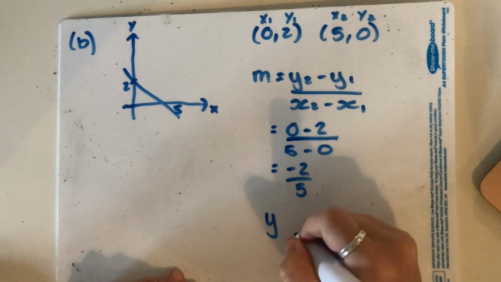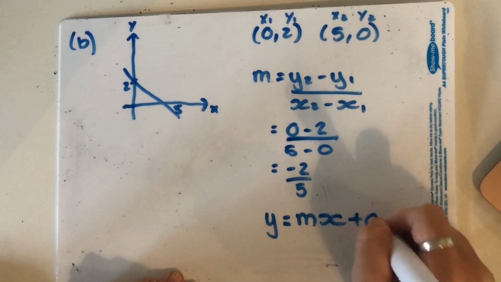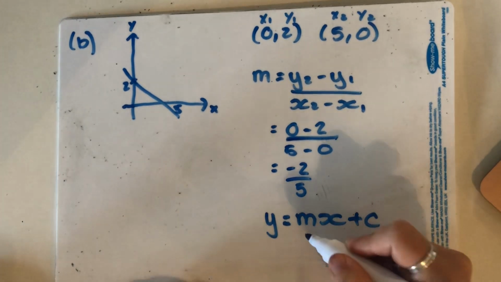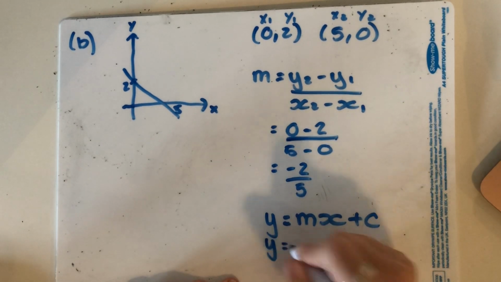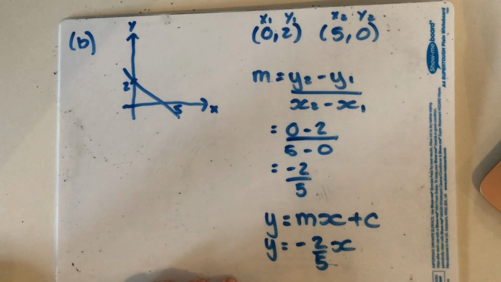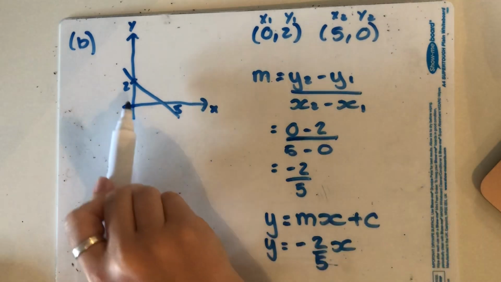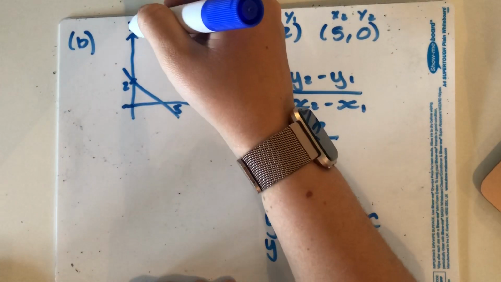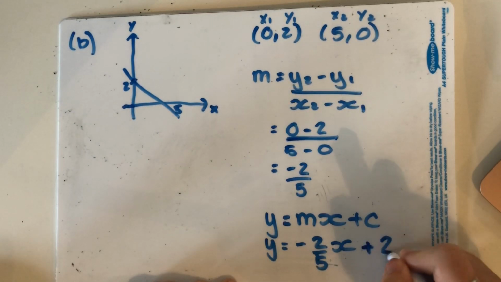We've been asked to find the equation, not just the gradient. So write down your equation of a straight line, which is y is equal to mx plus c. We know that m is the gradient, which we've just calculated, so we can say y is equal to negative 2/5 x. And then we know from our graph, or from our point here, that the line cuts the y-axis at positive 2, so we want to write plus 2.